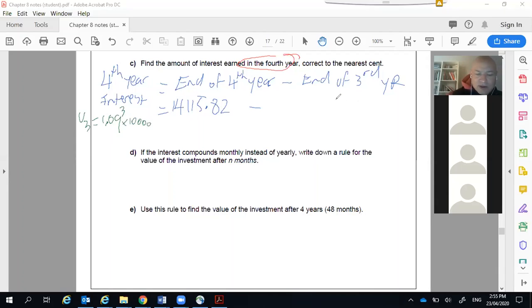I mean, I could have just written that in there, it wouldn't have mattered. Okay, so 1.09 to the power of 3 times 10,000 is $12,950.29. Okay, so let's take those 2 away. $14,115.82 minus $12,950.29. So this should give us how much interest we made in the 4th year. So $1,165.53 rounded correctly, because it's 0.526 to 53 cents. Any questions on part C?